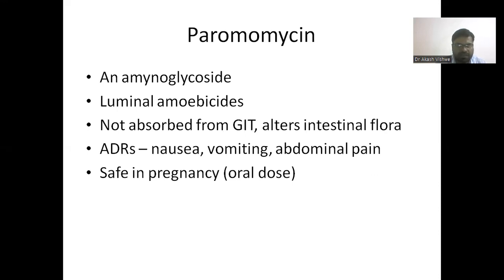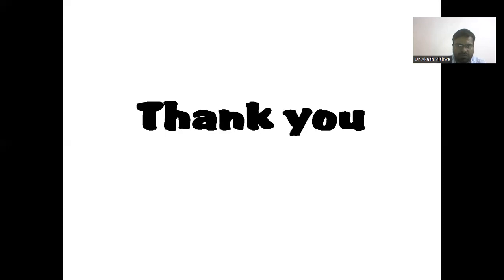Paromomycin. It is an aminoglycoside. It is a luminal amebicide. It is not absorbed from the GIT. It alters intestinal flora. ADRs are nausea, vomiting, and abdominal pain. The important thing to remember is that it is safe in pregnancy. It does not cause teratogenicity. Thank you. So this is all about shigellosis and amoebiasis.